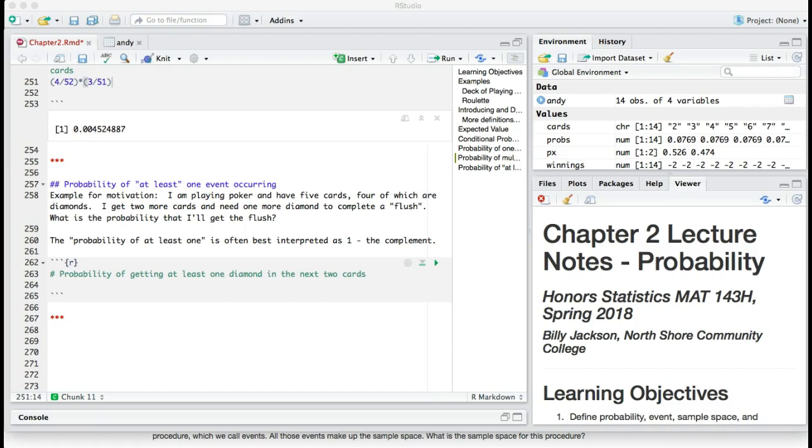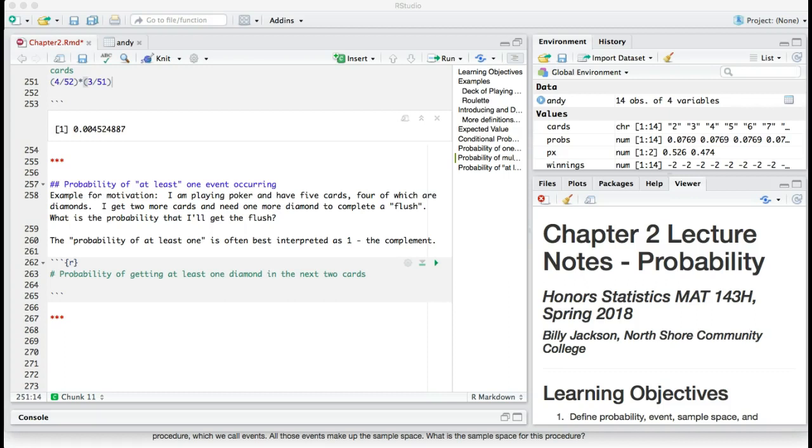Well, the issue that complicates this a little bit is that there are a lot of situations here that could be in my favor. One, the first card I get could be a diamond and the second one could not be. Or the first one could not be a diamond and the second one could be a diamond. Or both cards could be diamonds. So there's really 3 situations here that would play into my favor.